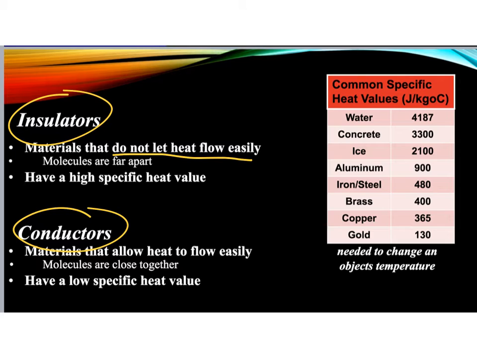Conductors are materials that do allow heat to flow easily. The molecules are very close together, such as things like metals. A lot of your cooking equipment is made of metal because you want your pots and pans to heat up very quickly. You don't want to sit and wait hours for your pan or pot to reach 350 degrees. You want it to get hot now. So they're made of metals. Metals have molecules and atoms that are very, very compact and close together, and they transfer that heat energy very, very rapidly.